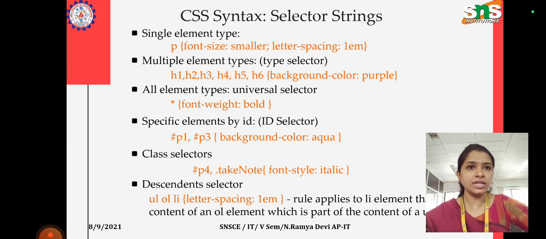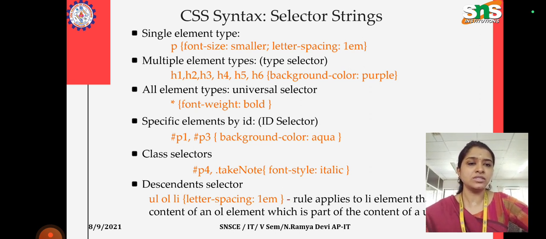So one is your single element type, multiple element types, all element types, and then specific elements by ID, and class selectors and descendant selectors. So when it is a single element type, we will call a single HTML element. For example, P is a single HTML element for which your font size and letter spacing in em has been applied. And then multiple element types, H1 to H6. Here the background color will be assigned as purple.